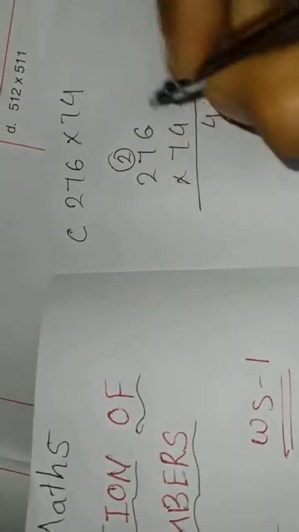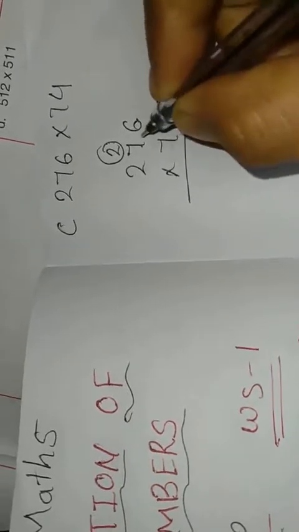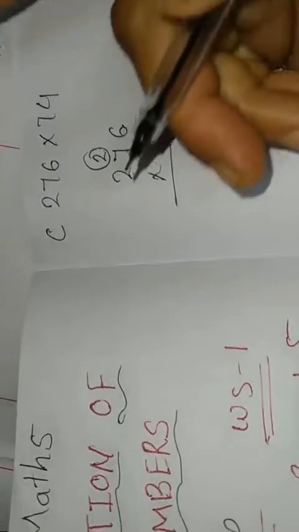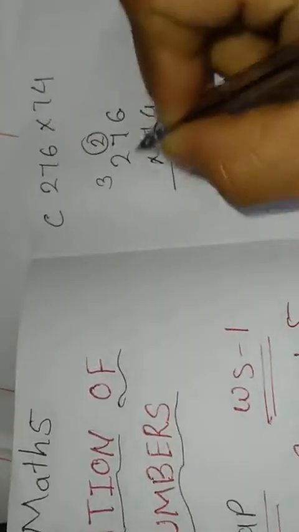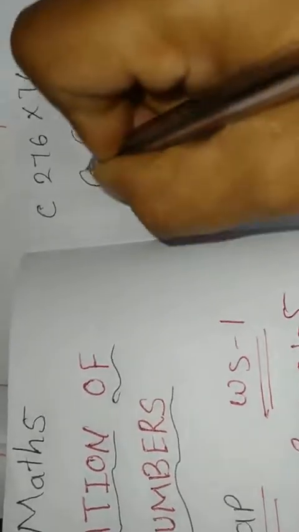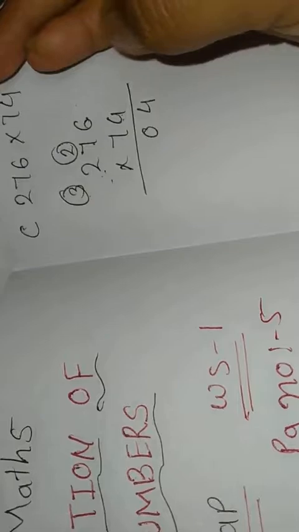Write here 4. 2 is a carryover. 4 7s are 28. 28 plus 2, 30. Write here 0. 3 is a carryover. 4 2s are 8. 8 plus 3, 11. We have to write here 11.